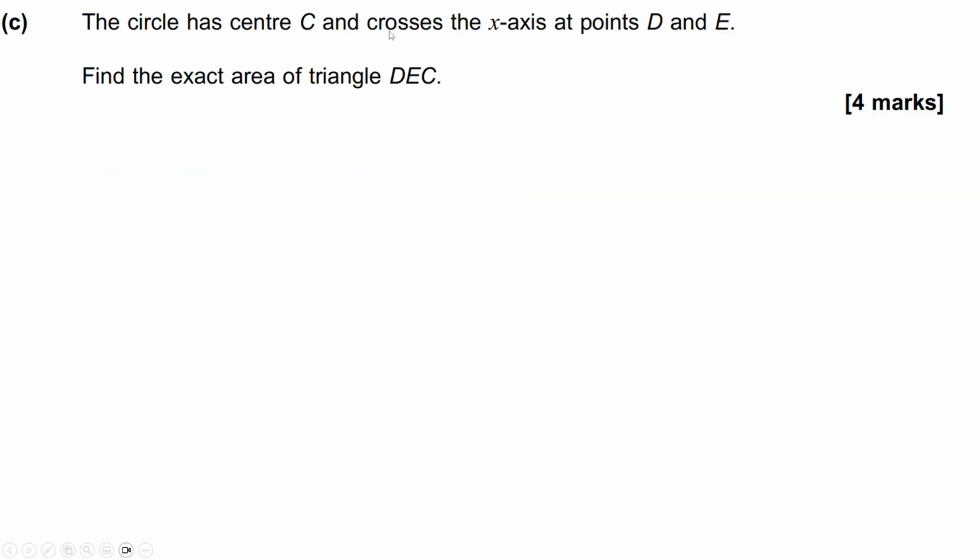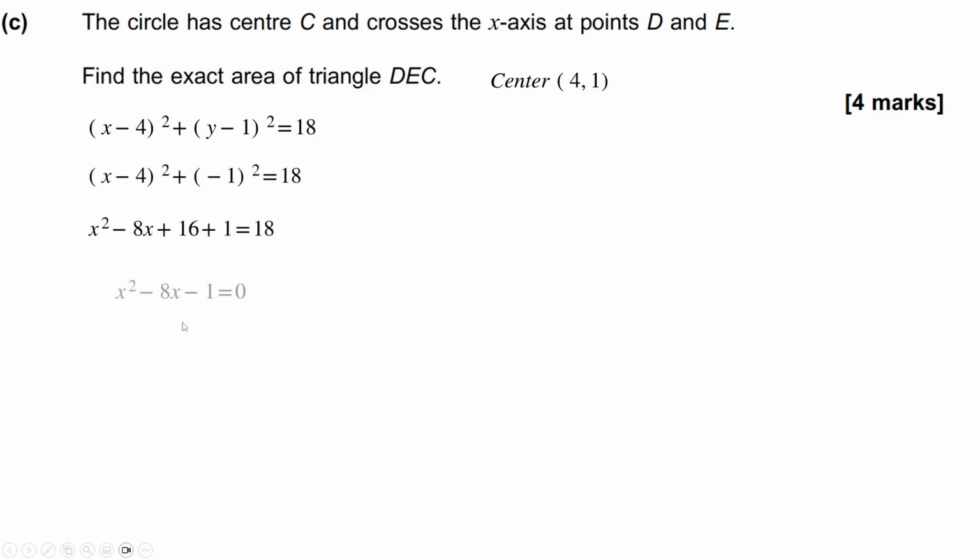The circle has center C and crosses the x-axis at points D and E. Okay, so we've got center 1, and we've got this equation. On the x-axis, y equals 0, obviously. So plug in y equals 0 into there, expand, you'll get this.